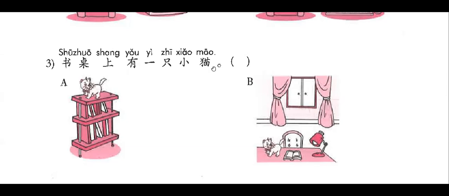Desk on, there is a little cat. And remember that we use here this measure word for animals, 只, this is the measure word for animals. We are counting animals here. We are saying that there is one little cat, so we have to specify this measure word. So in this case, as here is the cat on the desktop, we can say that this is letter B. We make a little change here. And we continue with the next sentence.